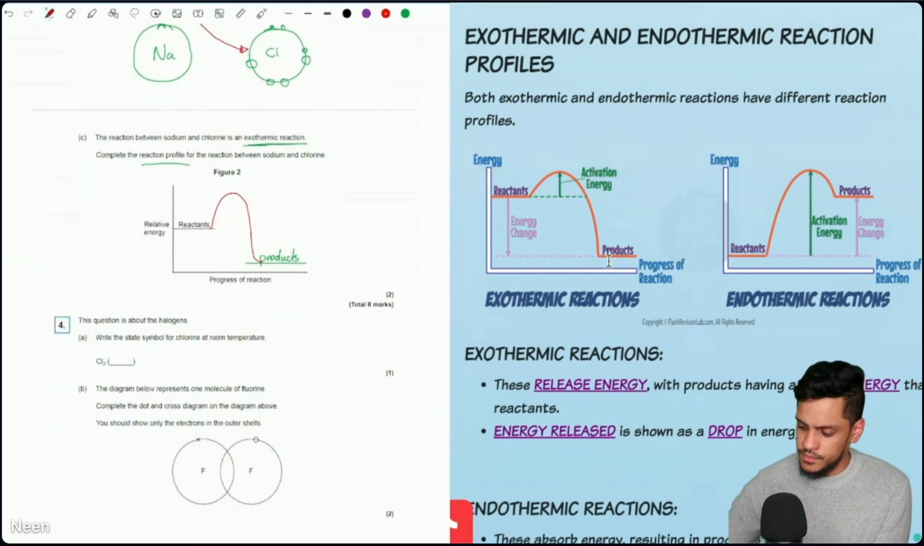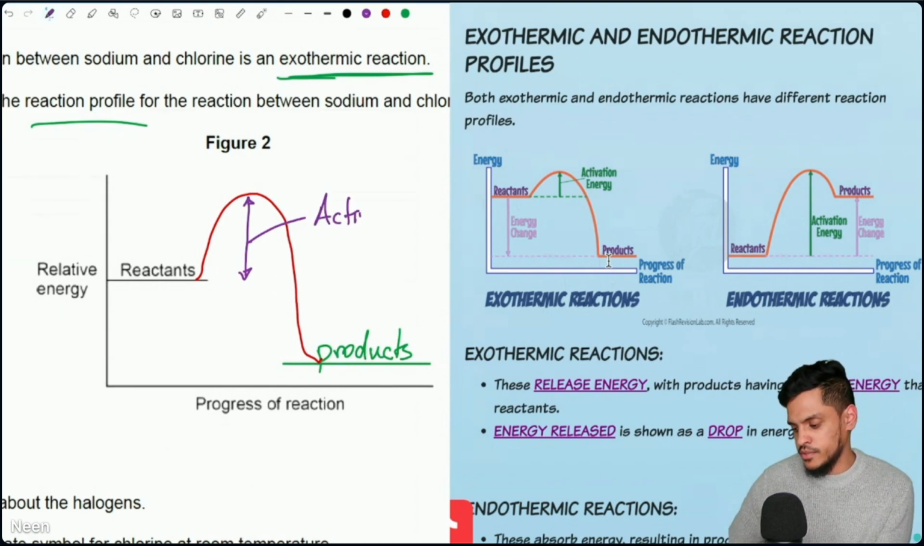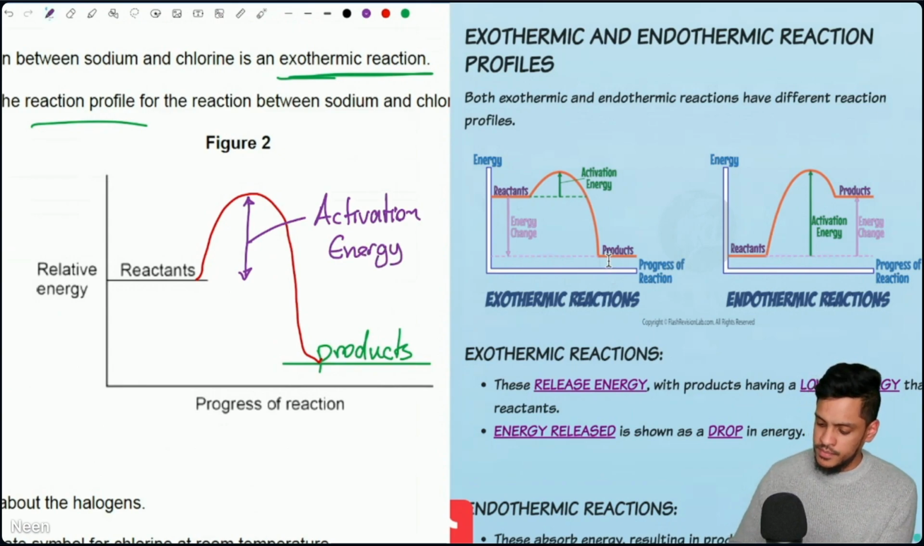Sometimes you need to also label the activation energy. That'll be that. But you don't need to for this question. And sometimes, let me just do a dotted line there, sometimes you need to label the energy change.